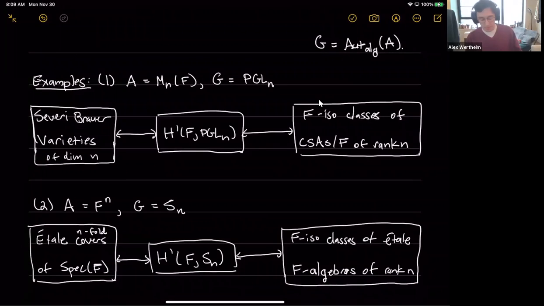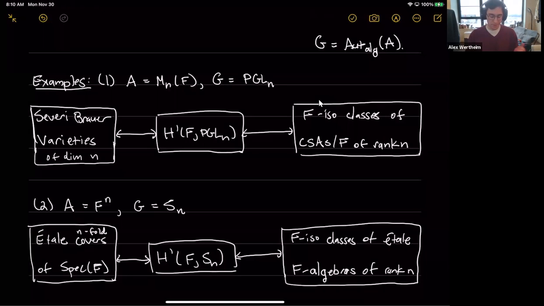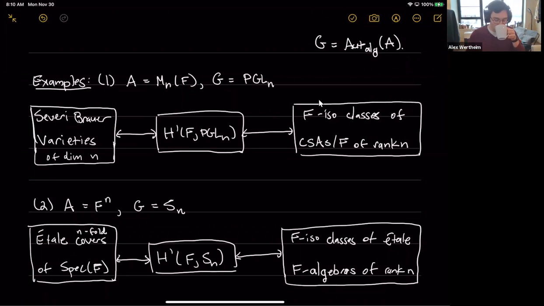If we take A to be the ring of n by n matrices over F, then Skolem-Noether tells us that the group of algebraic automorphisms of A is just PGL_n. And classical Brauer theory tells us that the twisted forms of A are precisely the F-isomorphism classes of central simple algebras over F of rank n. And on the geometric side of things, we have the twisted forms of n-dimensional projective space, which correspond to Severi-Brauer varieties of dimension n. And these are linked together by another common interpretation in terms of this first cohomology of F with values in PGL_n.